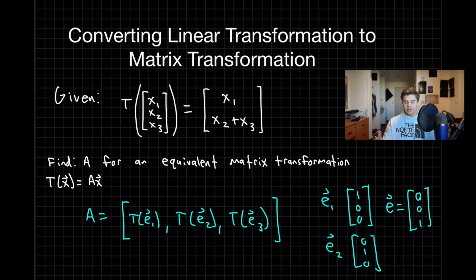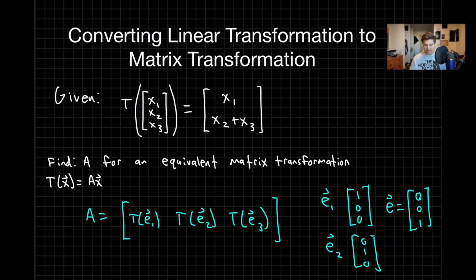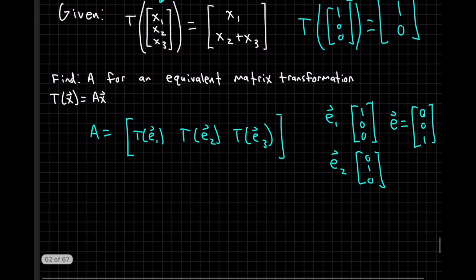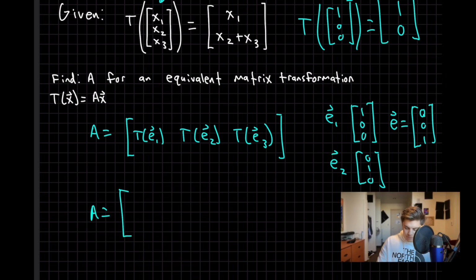So how do we find the transformation of each of these basis vectors? If we wanted to find the transformation of E1, we plug in T of 1, 0, 0, and that gives us the answer 1, 0, because x1 is 1, and x2 and x3 are both 0. So the first column of A is going to be equal to 1, 0.